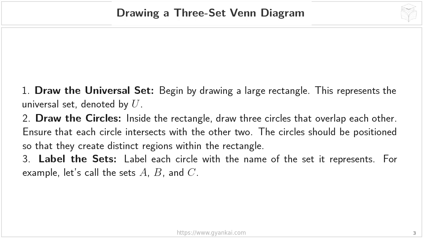Then, label the sets. Once you have your circles drawn, label each one with the name of the set it represents. It's common to use letters for sets, so let's label them A, B, and C. This makes it much easier to refer to each set when we're analyzing the diagram.